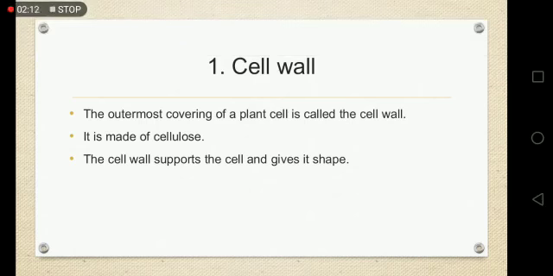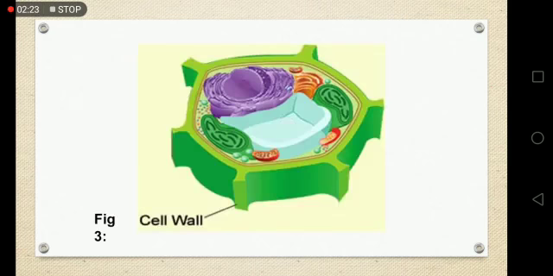Students, the outermost covering of a plant cell is called the cell wall. It is made of a hard material called cellulose. The cell wall supports the cell and gives it shape, while animal cells do not have a cell wall.